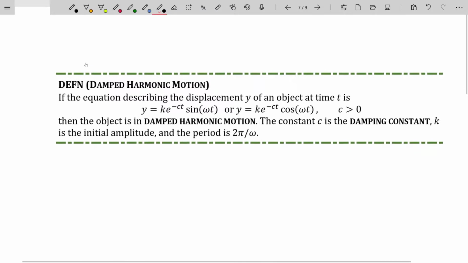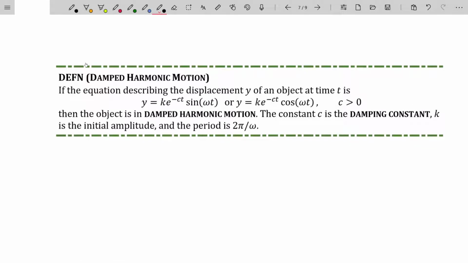The constant c is called the damping constant. So that would be like the 0.02 or the 0.1 in our Desmos app there. And k is the initial amplitude. That's as large as that will ever be. The period is still 2 pi over omega. So there's no difference with that.